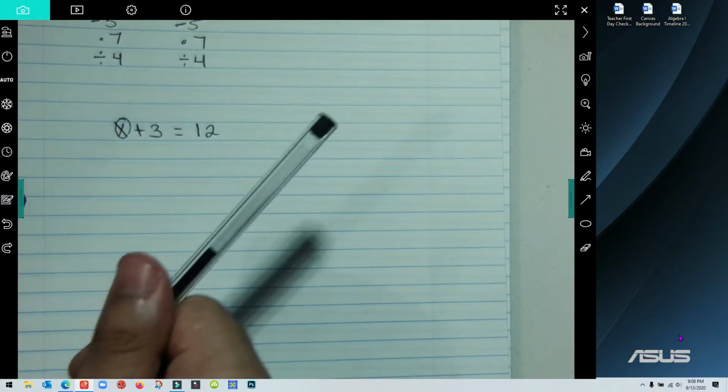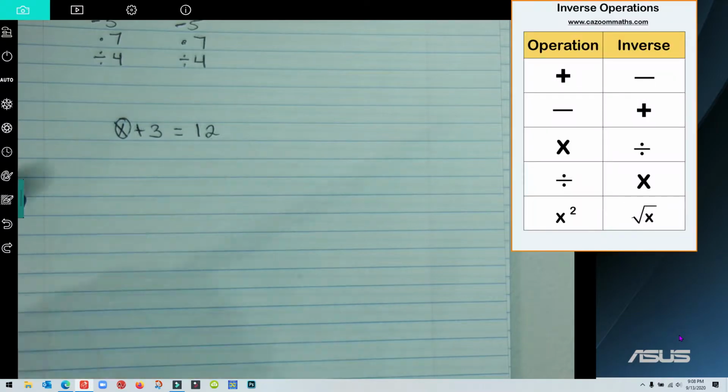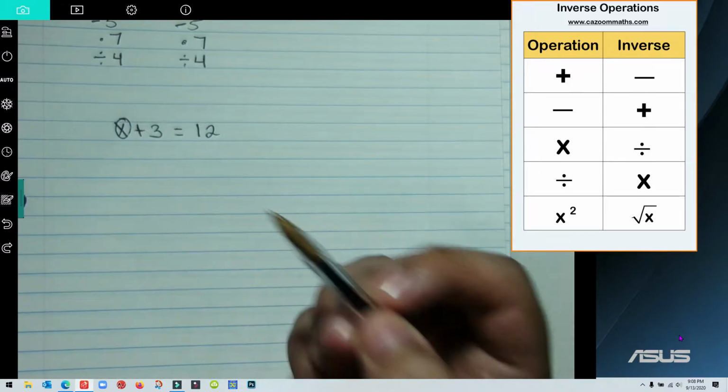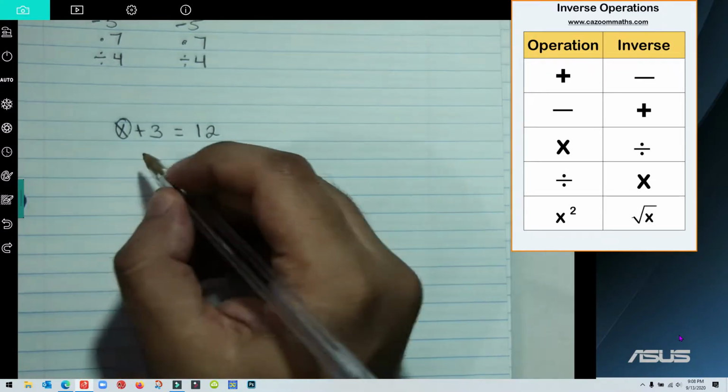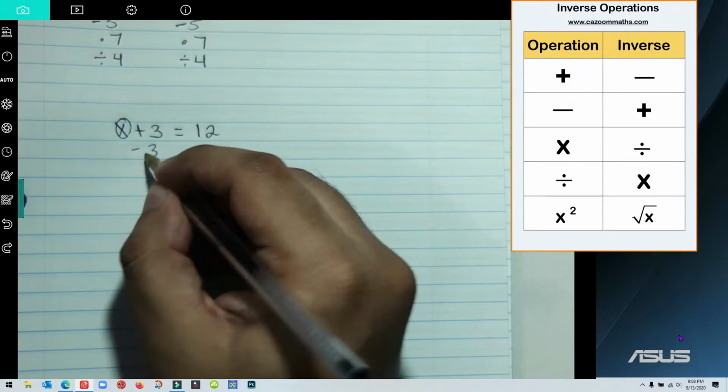I'll go ahead and add the inverse operations up here in this right corner so you can see what they are, but it's pretty common sense. If we have plus 3, that's what's being done to the x variable. I'm going to do the opposite, or the inverse operation, which is to subtract 3.